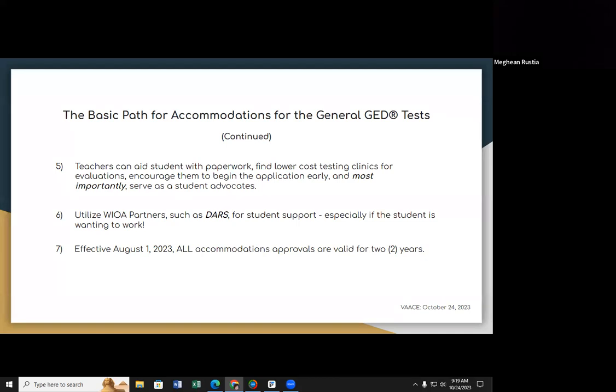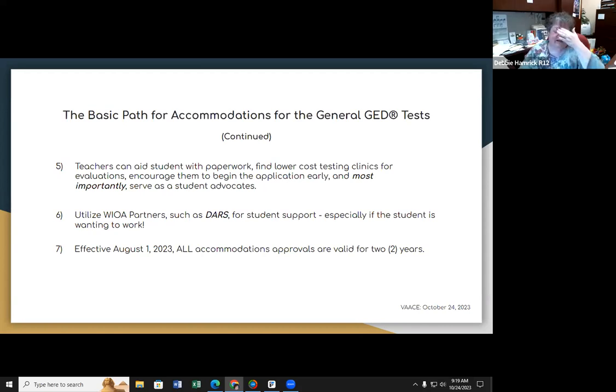But I have a follow-up to that, which would be, does the original accommodation have to be within 5 years? The original diagnosis, if they had an IEP with accommodations prior to entering our facility, it has to be within 5 years. Yes.